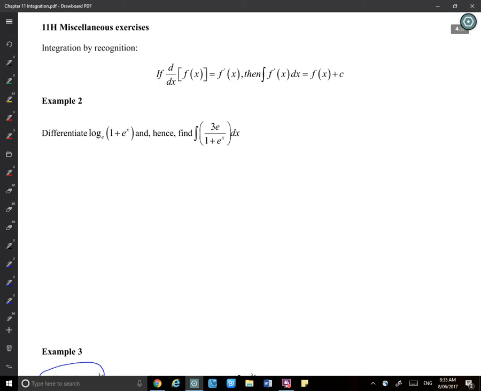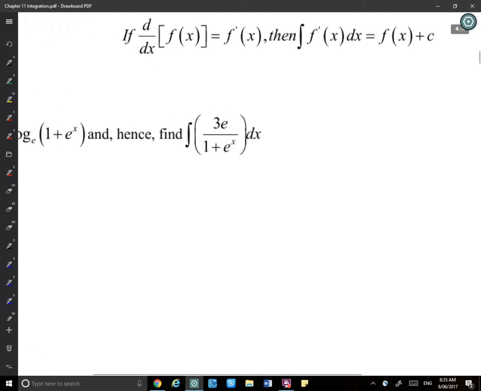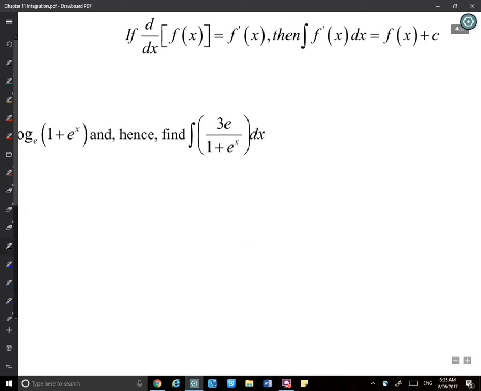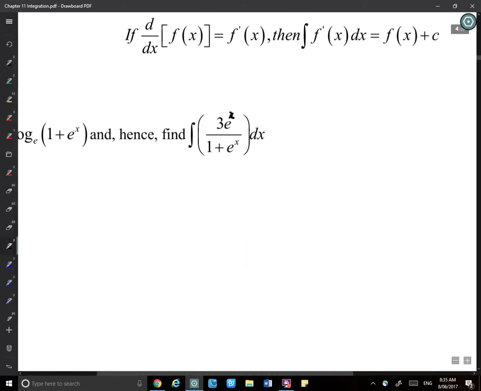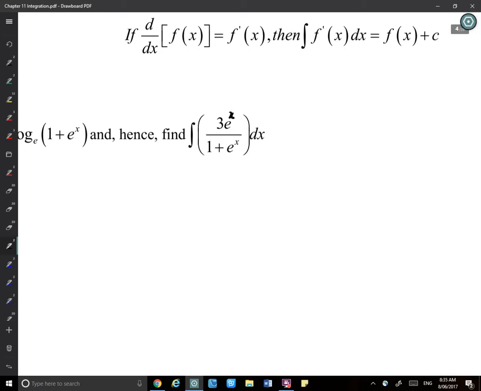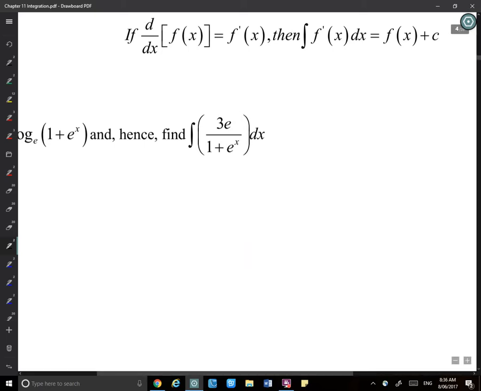You can say that part 1 is differentiate log e bracket 1 plus e to the power of x, and hence find the integral of that. You can have a look at the integral there. You don't really know what to do with that. Oh, the question was a little bit wrong. That will be 3e to the power of x.